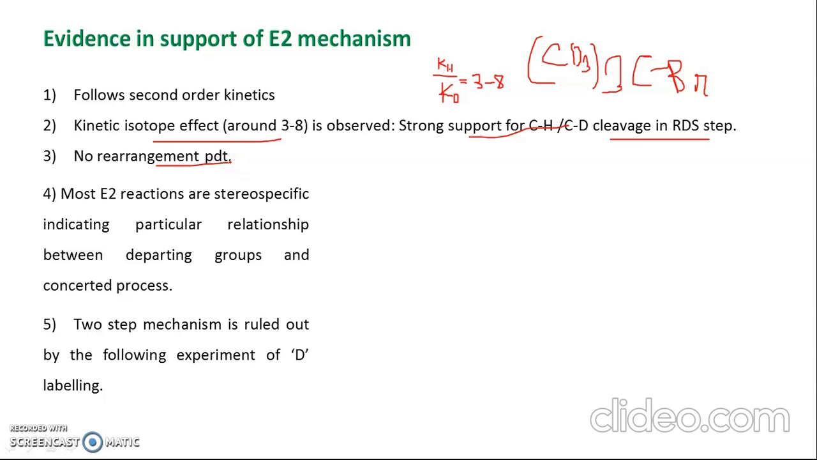Fine. The next proof is there is no rearrangement. So it further proves that there is no formation of a carbocation intermediate.